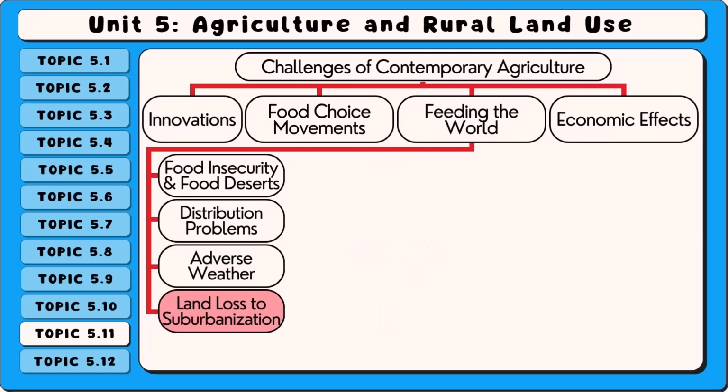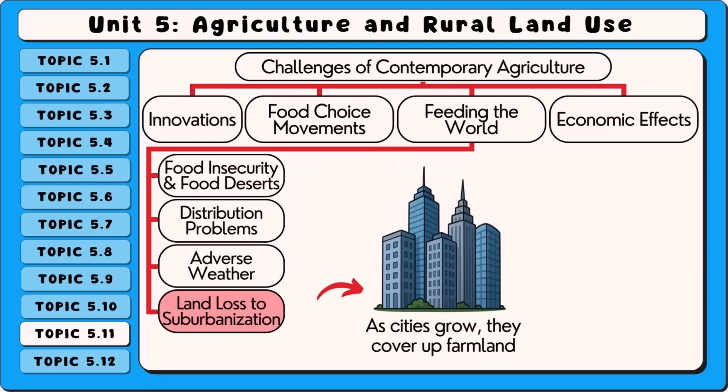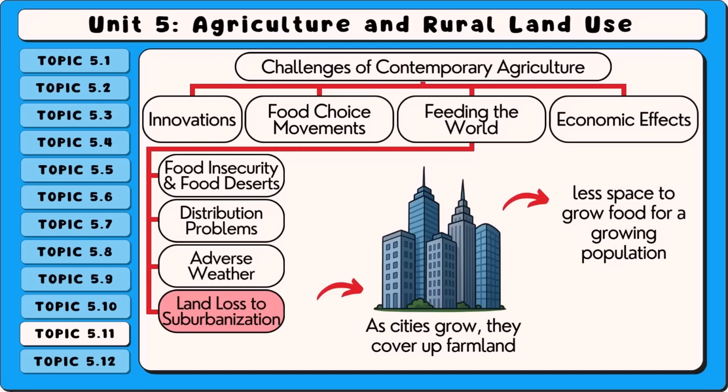The last challenge is land loss to suburbanization. As cities grow outward, they cover up farmland with houses, roads, and stores. Once this land is built on, it's hard to get it back for farming. This means less space to grow food for a growing population.